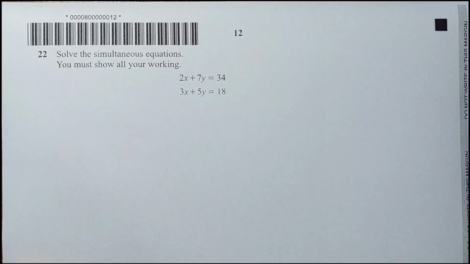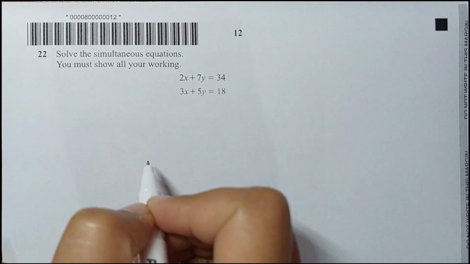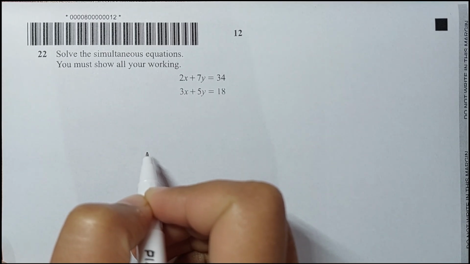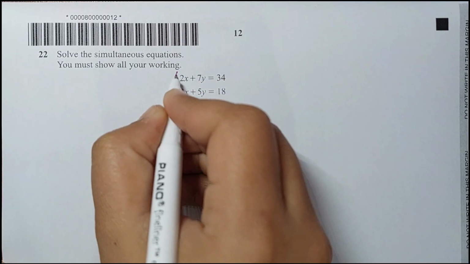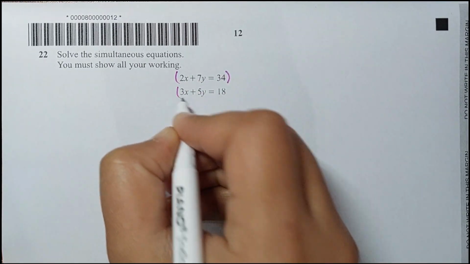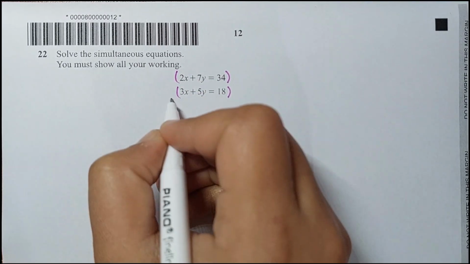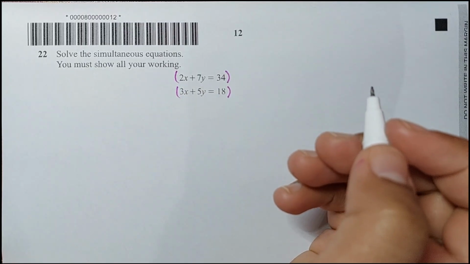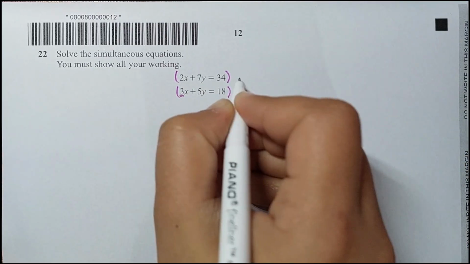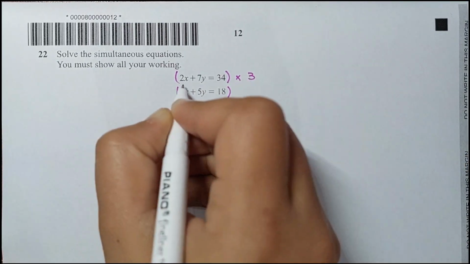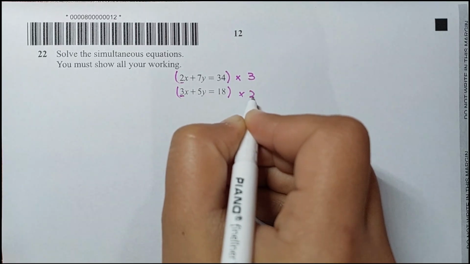Question number 22. Solve the simultaneous equations. You must show your working. Okay, so let me multiply. I want to get rid of the variable x first. So multiply by the opposite coefficients. This coefficient is 3, multiply this equation by 3. This is 2, multiply this equation by 2.